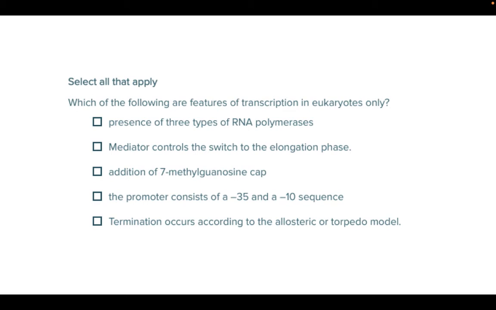So this question asks, which are features of transcription in eukaryotes only? That would be the presence of 3 types of RNA polymerases, mediator controlling the switch to the elongation phase, addition of the 7-methylguanosine cap, which we'll talk about in a second. The promoter consists of a -35 and a -10 sequence. That would be the same in eukaryotes and prokaryotes. And then termination occurs according to the allosteric or torpedo model. That would apply to eukaryotes only.